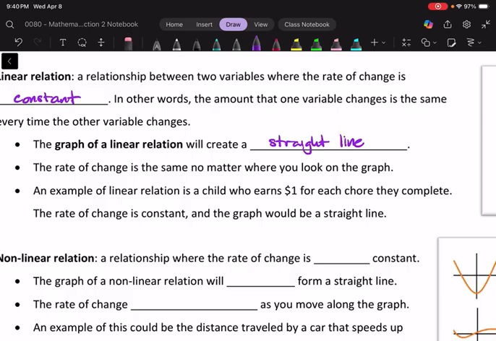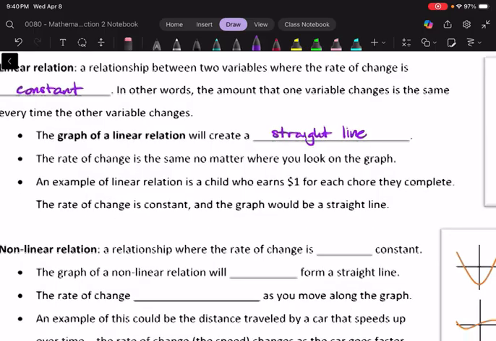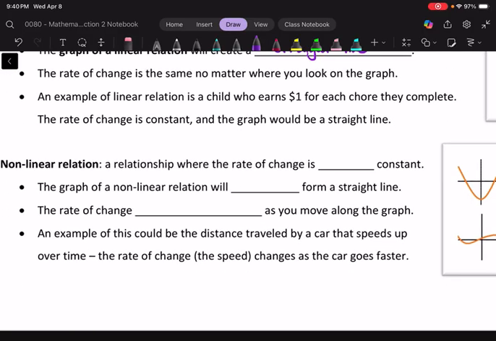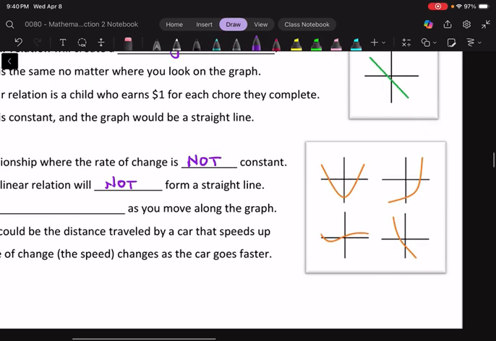If it's nonlinear, then these conditions aren't being met. So that's a relationship where the rate of change is not constant. And as a result, the graph of a nonlinear relation will not form a single straight line. There's some examples over here. That's not every single nonlinear relation that exists. There's infinitely many, but that's some.